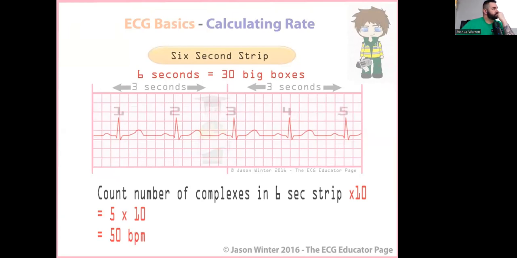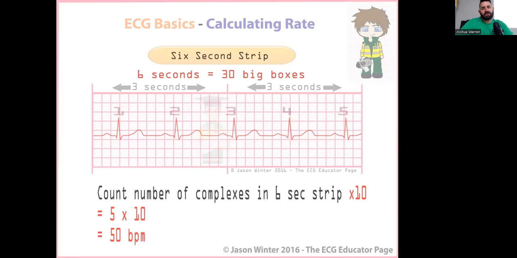What did we not do though? Atrial rate. Does it match? Is there 50 atrial contractions to match the 50 ventricular contractions? Let's see. 1, 2, 3, 4, 5. Yes. So we got a 1-to-1 AV conduction ratio. Sounds good, right?